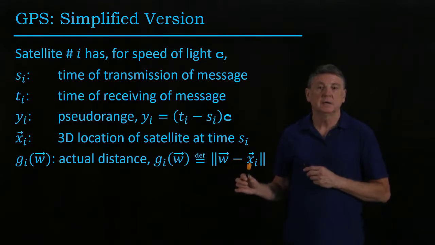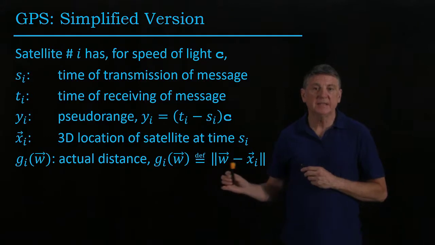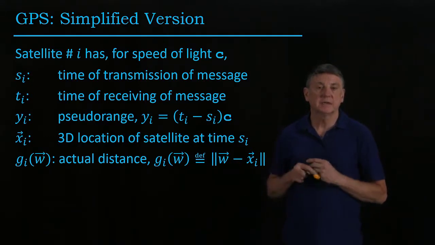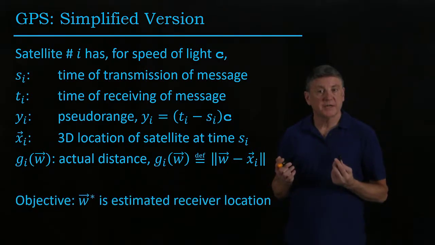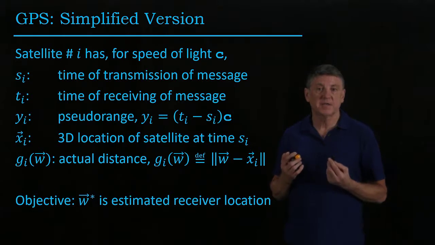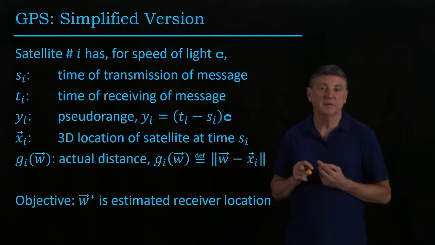So what we'll do is each of our model functions will be the unknown location of the receiver minus the location of the satellite, and then this is a norm. Because it's not a squared norm, this is going to be a nonlinear least squares problem. Our objective is we want to find a stationary point that will be the estimated location of the receiver.